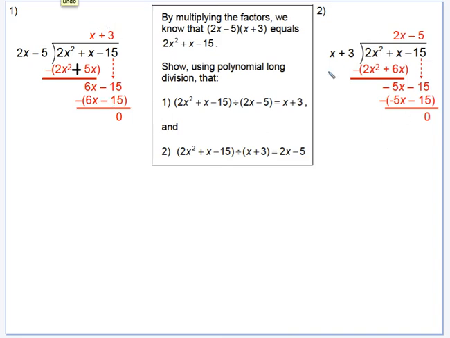Okay, same thing over here. The only way these can be factors of your polynomial is if you have a 0 down here at the end. If you have a remainder, it is not going to be a factor. Okay, all right, so that's long division.